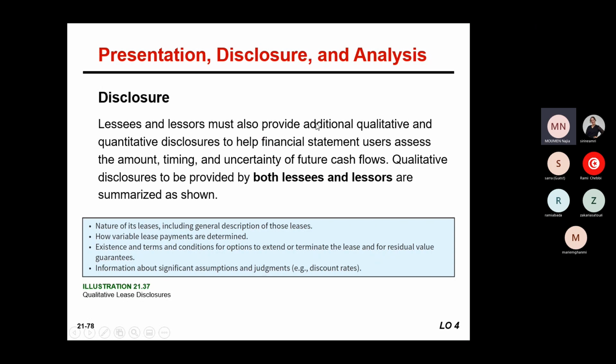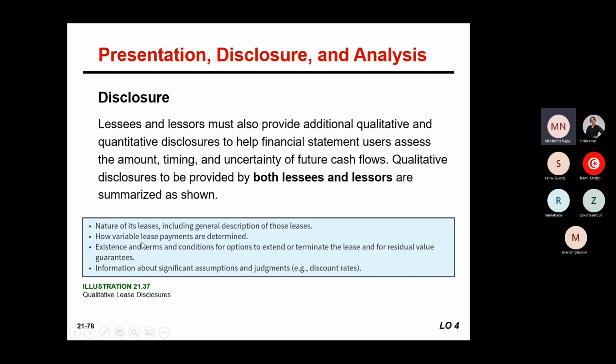we need additional qualitative and even quantitative information to provide details about this kind of contract. Both the lessees and the lessors are entitled to that requirement, so they must provide this additional information. An example of this qualitative lease disclosure is describing the nature of the leases, whether they are finance or operating leases, short-term or long-term, for the lessee. So you have a general description of these leases.